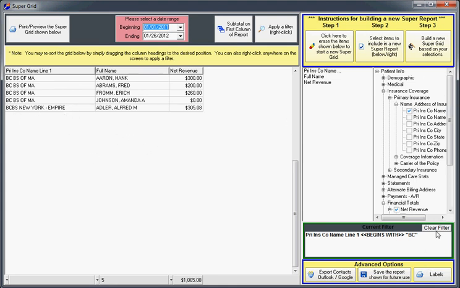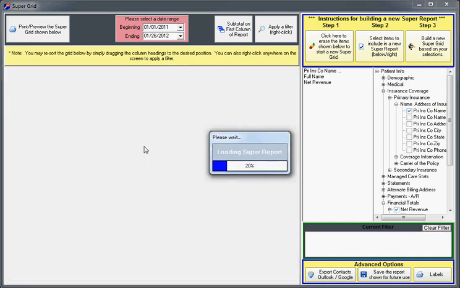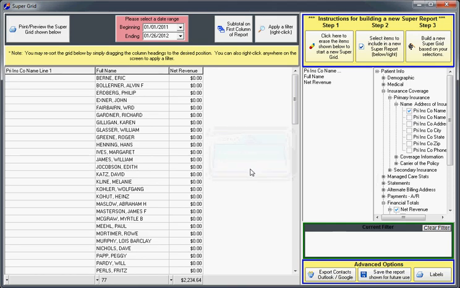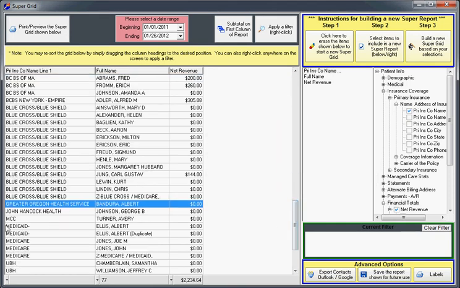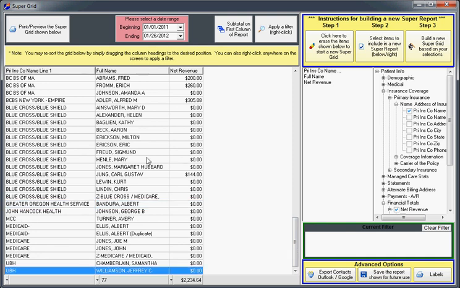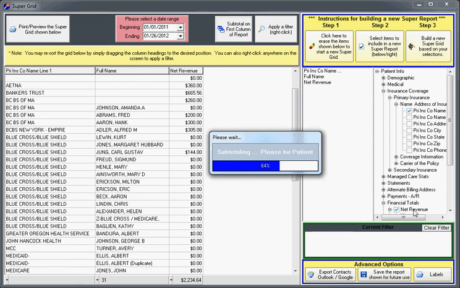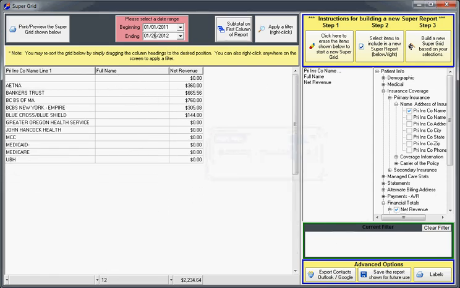If I clear the filter, instead of throwing a bunch of filters at this to figure out what Medicare paid us versus Medicaid versus Blue Cross versus UBH, I can just do a subtotal, and now I see everything that was billed on the practice in this given time period on an insurance company by insurance company basis. That's it.